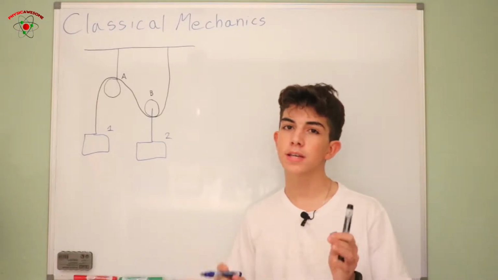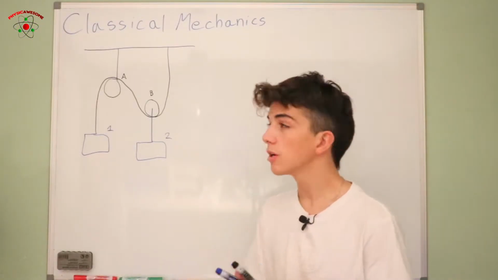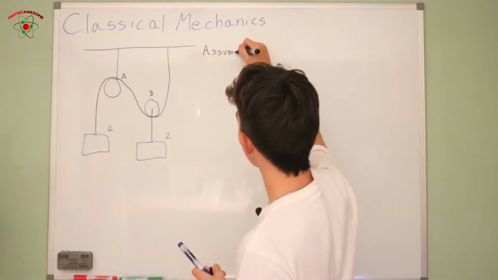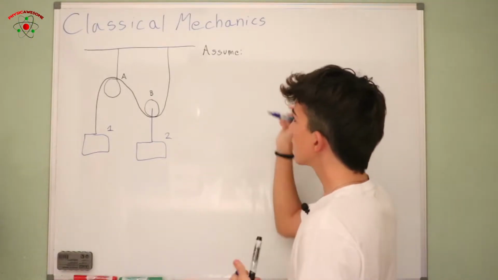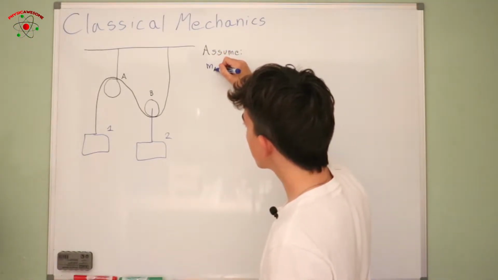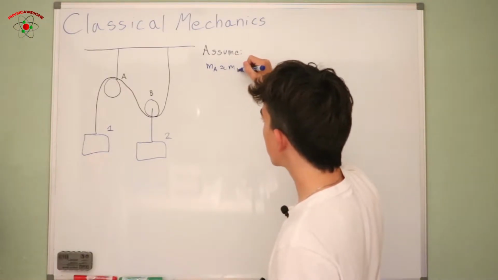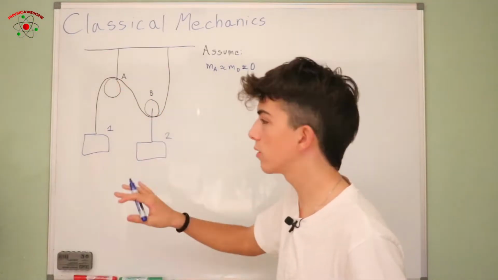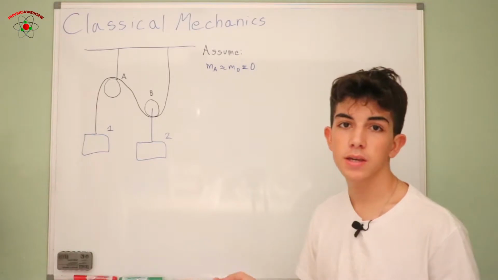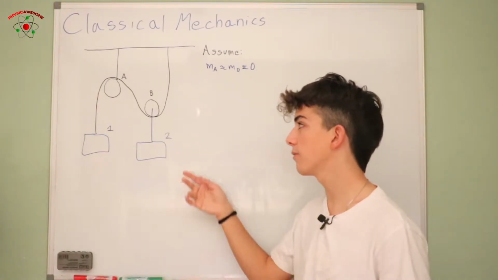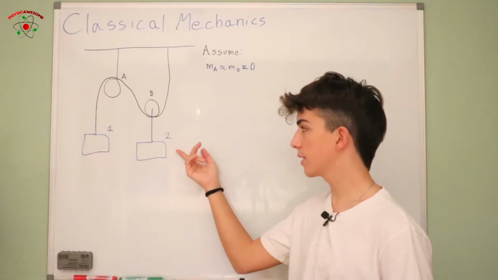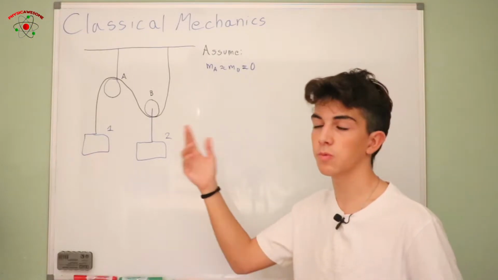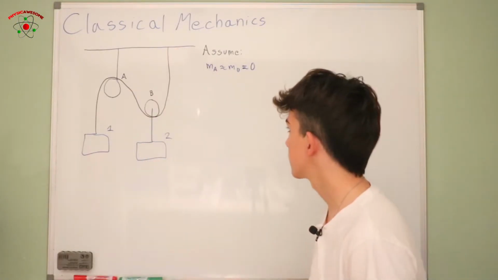Now let's make some simplifying assumptions. First of all, we will assume that the mass of the pulleys is more or less 0, so that they don't play too much of a role in our system. This could be done by making masses 1 and 2 much bigger than masses of A and B, so that they are not relevant in the mass scale of our system.